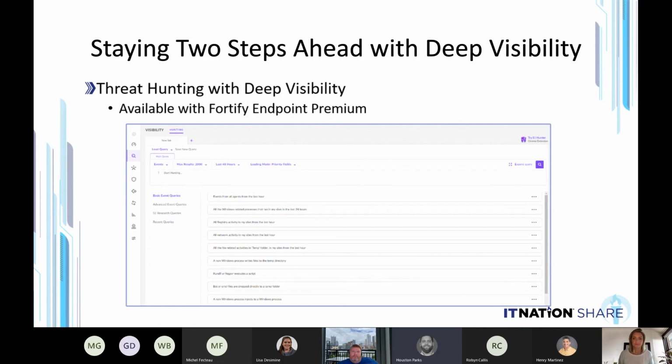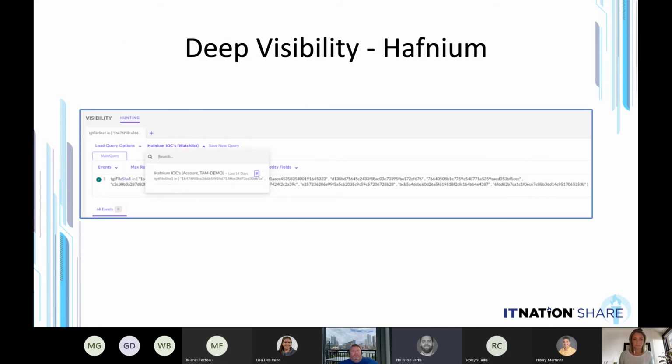Deep visibility is going to give those MSPs such as yourselves the ability to proactively inspect data from a number of different sources to look for any kind of questionable scenarios. Hafnium being a great example here. Go ahead and hit that next slide for me. So, and I know that slide's probably a little hard to see, but that's actually a pre-created query string that our SOC has put together.